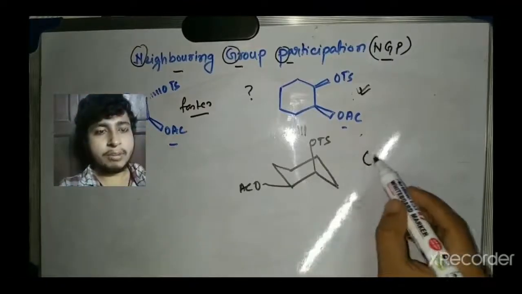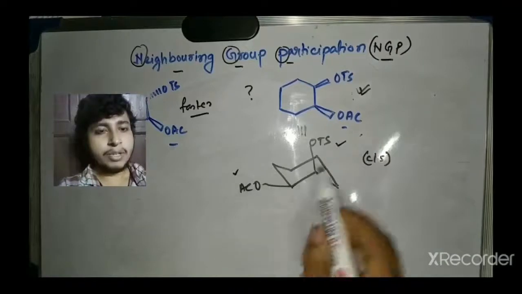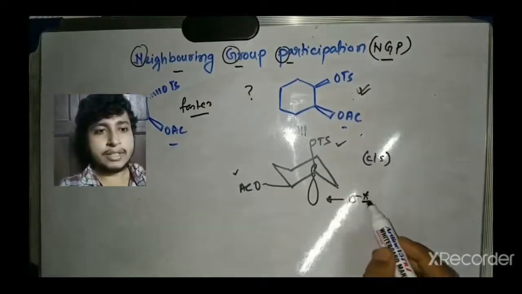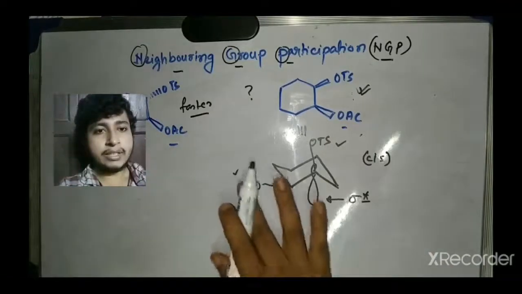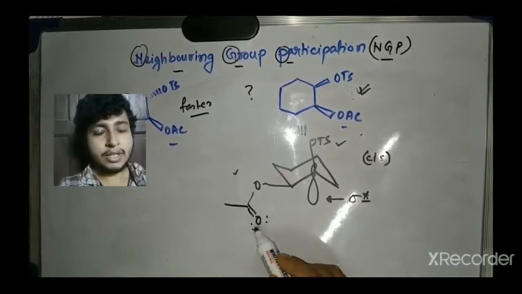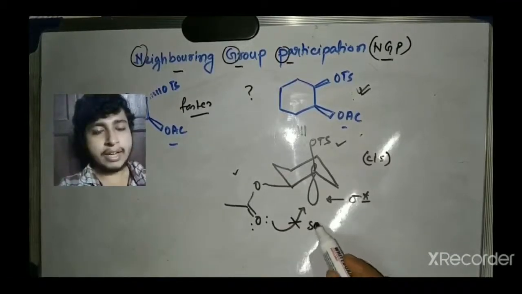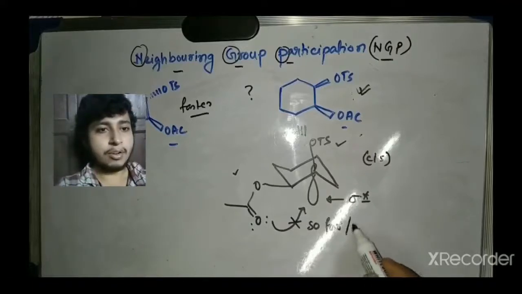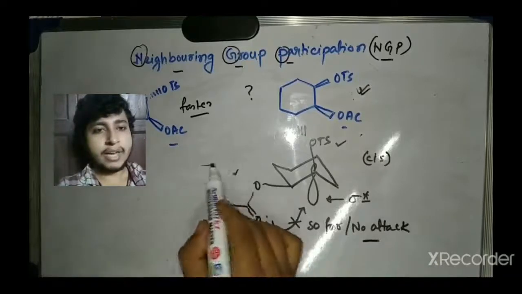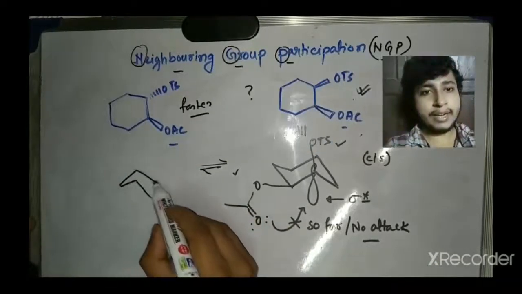For this compound, this is a cis conformation, where the OTs will be axial and the OAc will be equatorial, and this is a sigma star orbital. If we write the OAc, the full form is C double bond O, CH3. Now this oxygen lone pair is far from this sigma star orbital, and hence it cannot attack that orbital, and hence no NGP can take place. Let's see if the ring flips, whether it can attack or not.